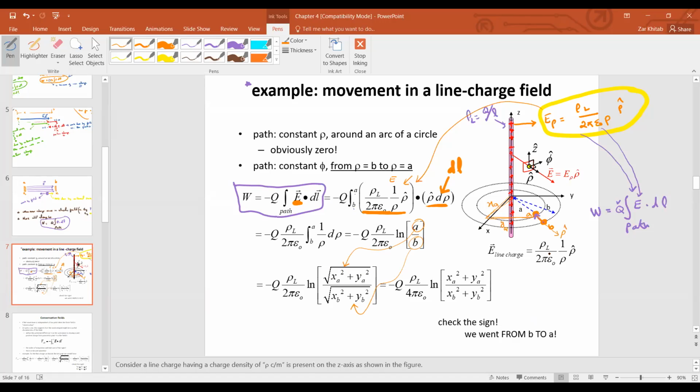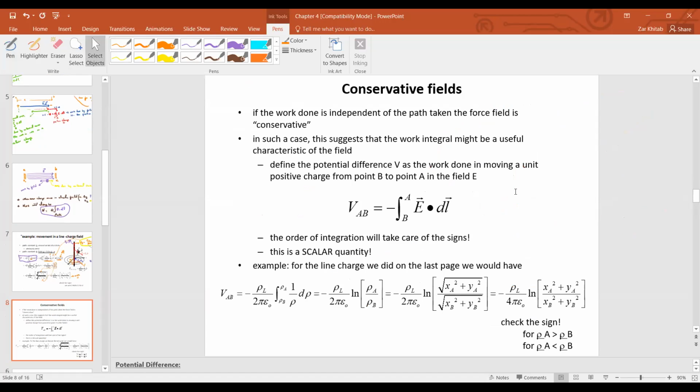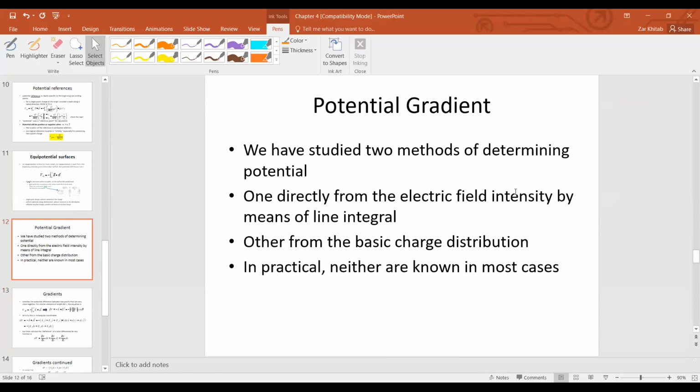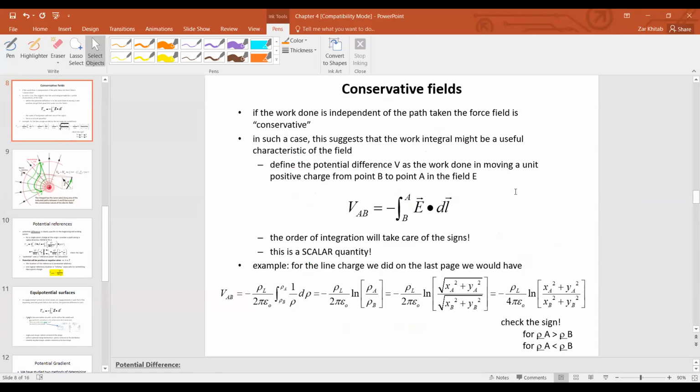So this is the amount of work in the field of line charge. Any question here? No question?